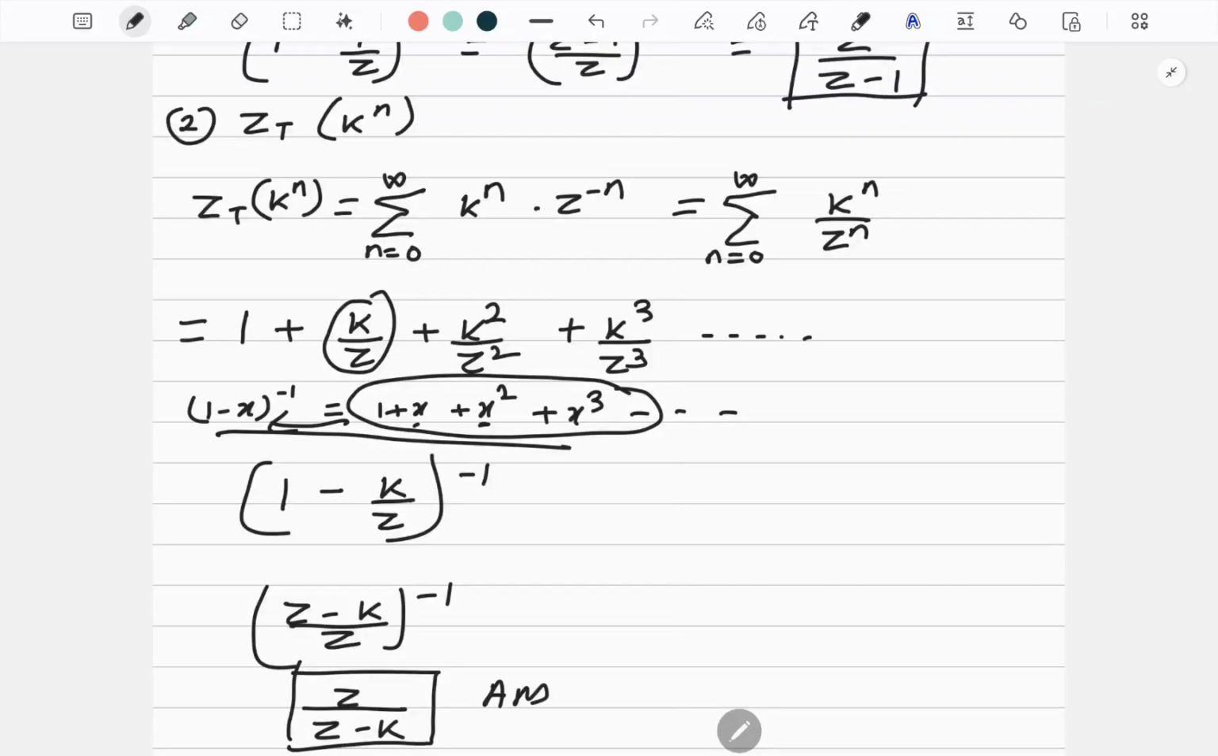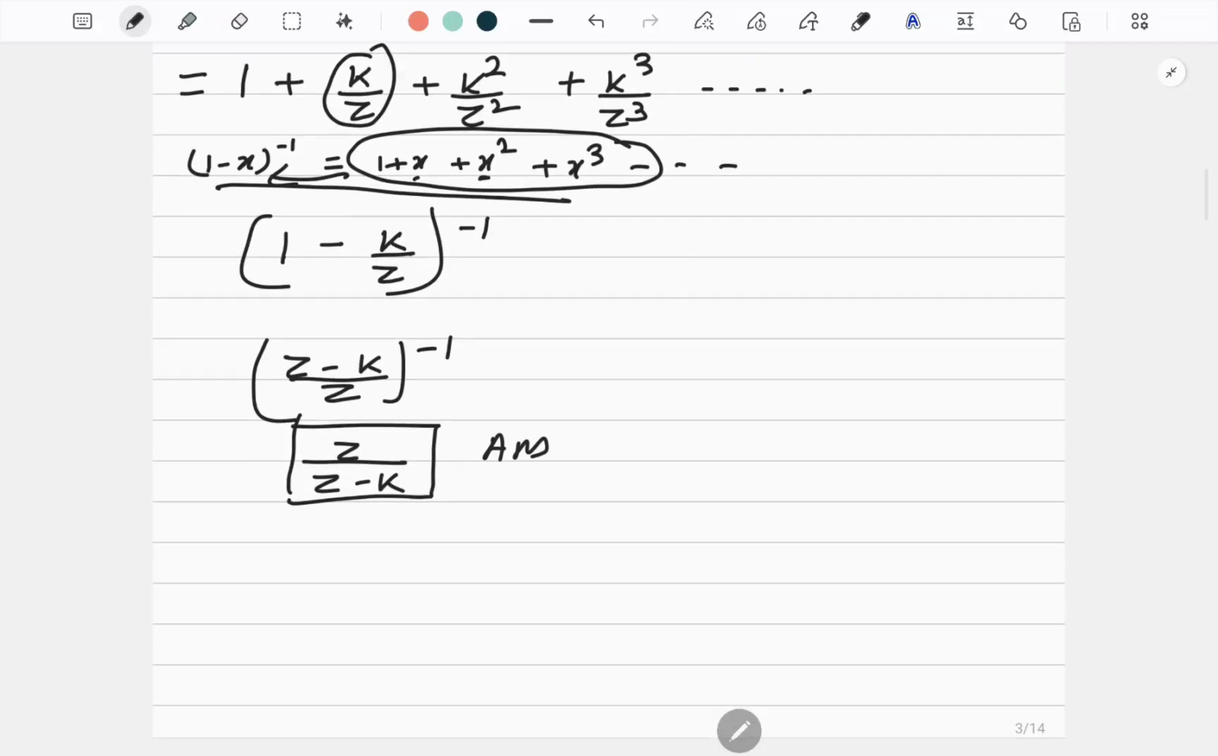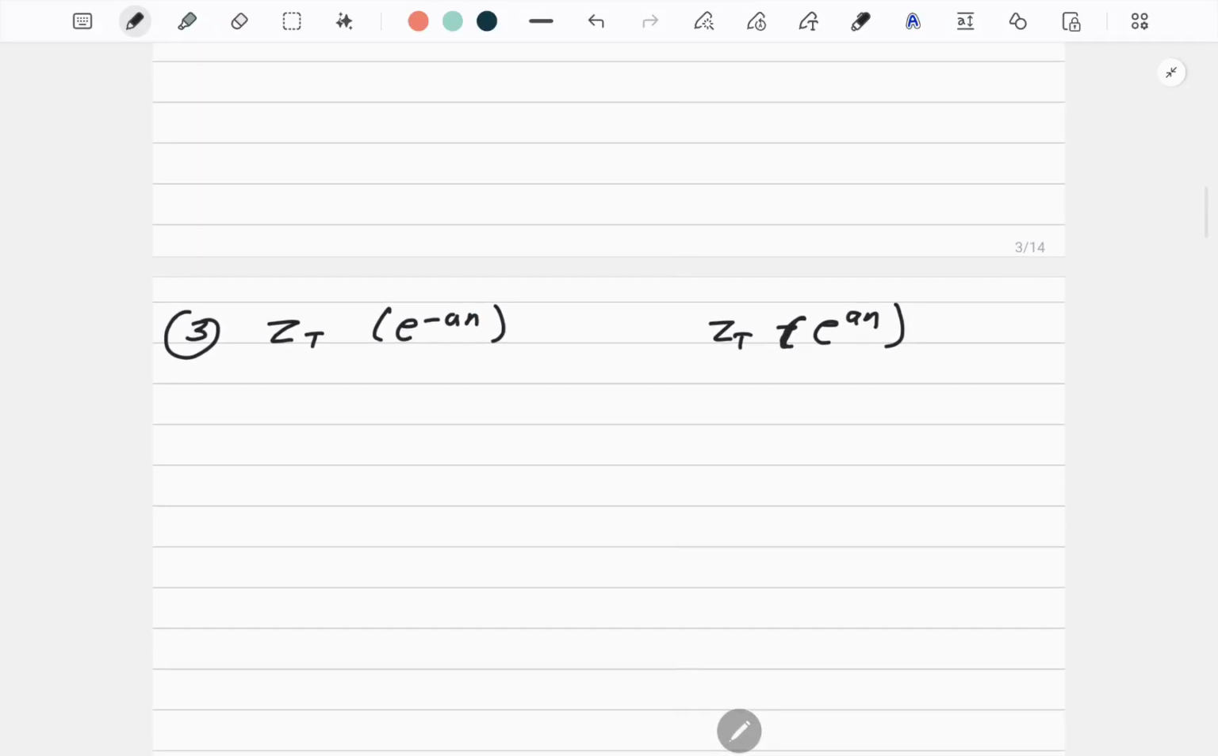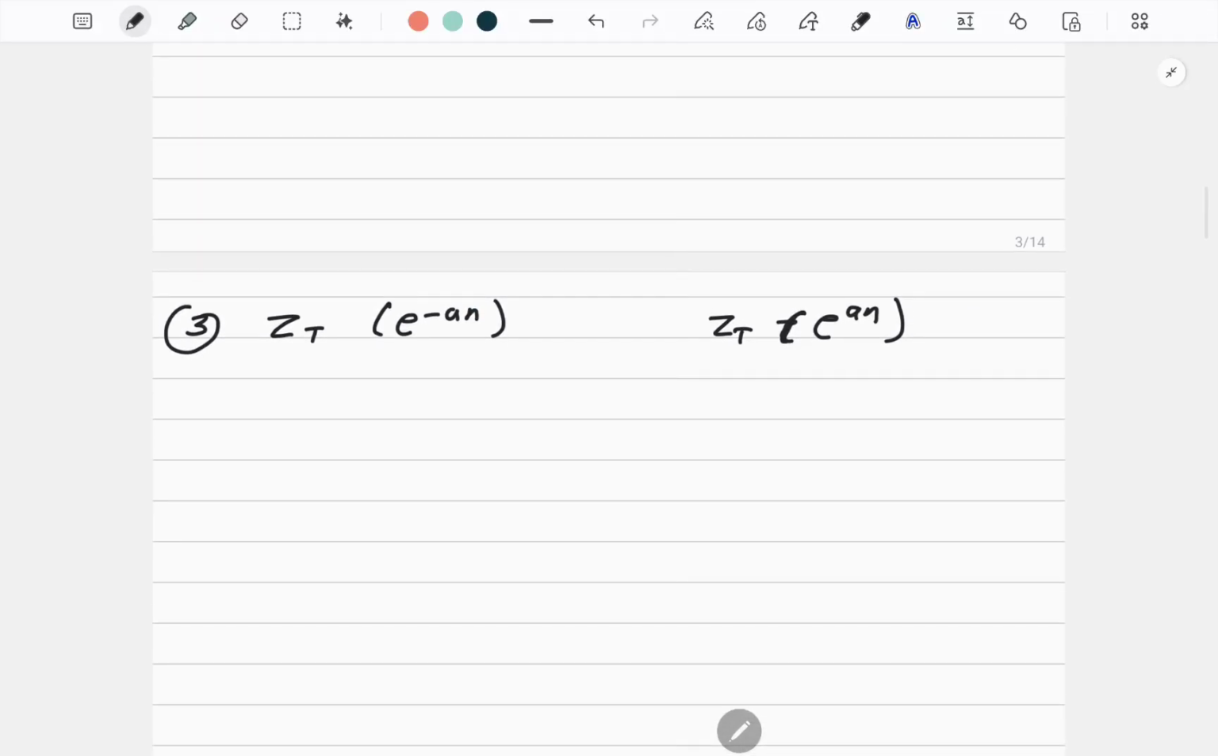So this is a very important result and very often I will be using it. Okay, z transform of k to the power n. Now come to the next question. Now look at this question. Both the questions depend upon the same concept. Now I'll just make a partition and I'll do both the questions for you.